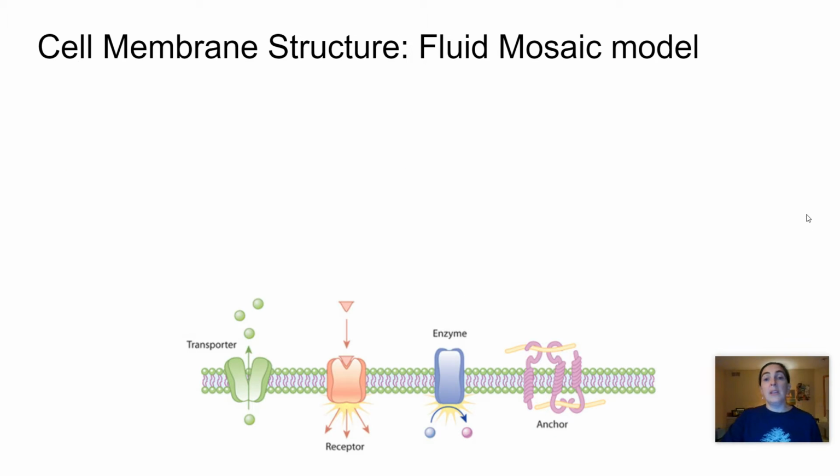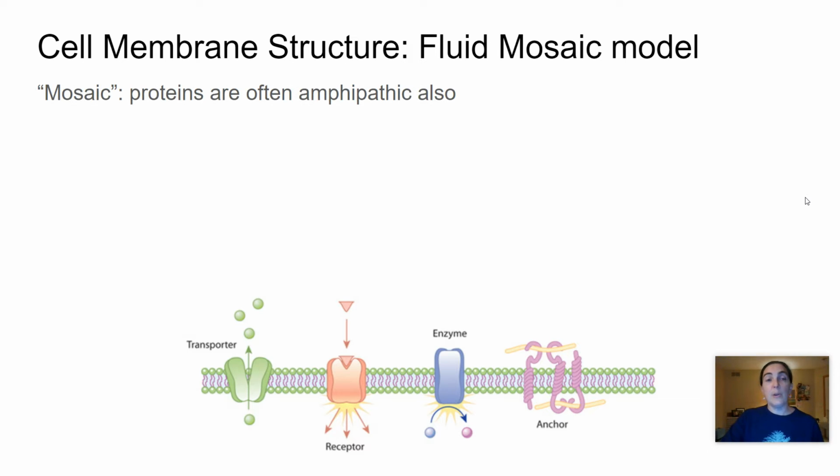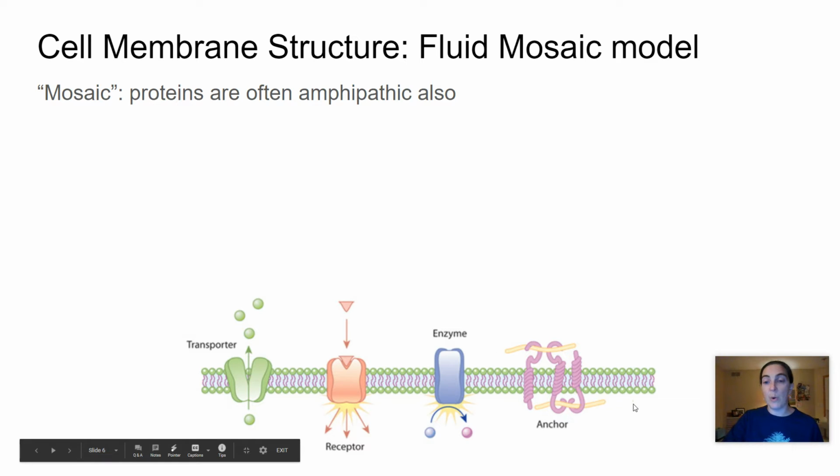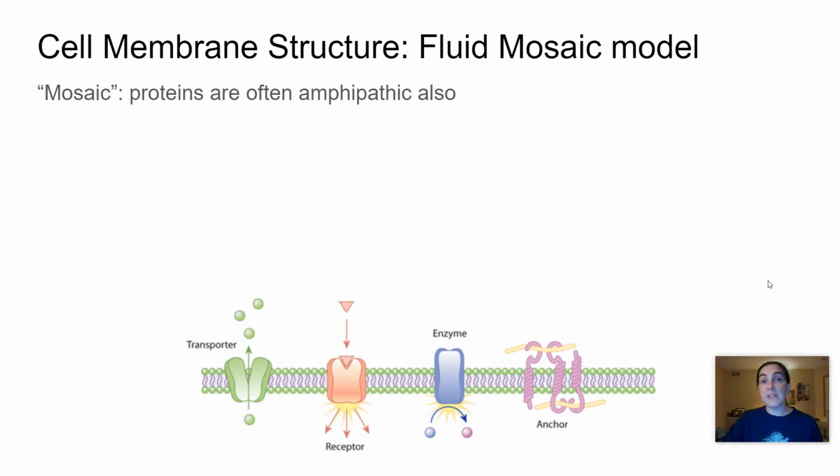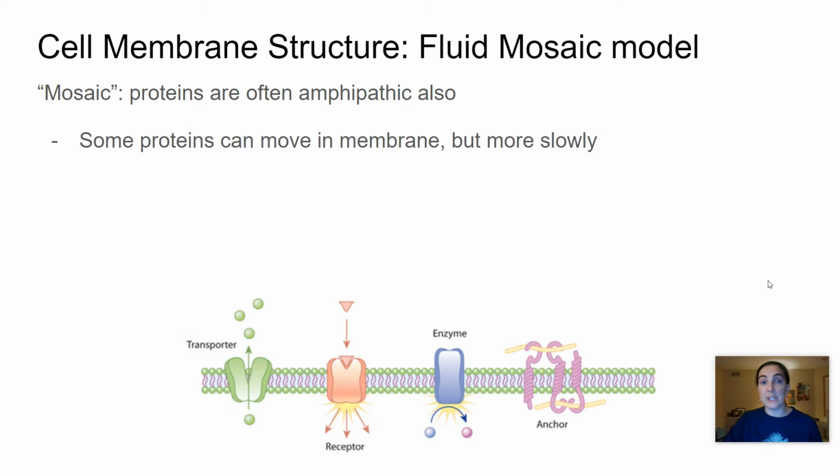The mosaic part of that fluid mosaic model refers to the proteins that are found embedded within or on the surface of the cell membrane. This picture just shows you proteins that go all the way through the membrane. There are also some that just sit on one side or the other of the membrane. Many of these proteins are also amphipathic. They also have hydrophobic and hydrophilic regions.